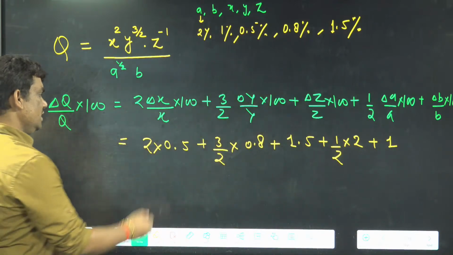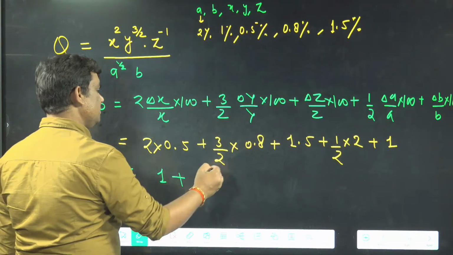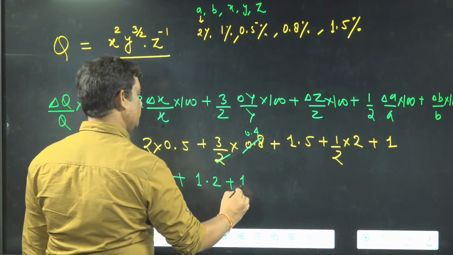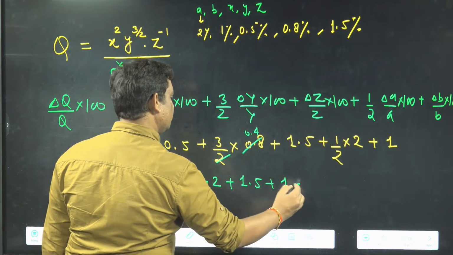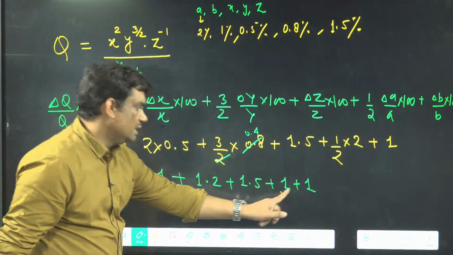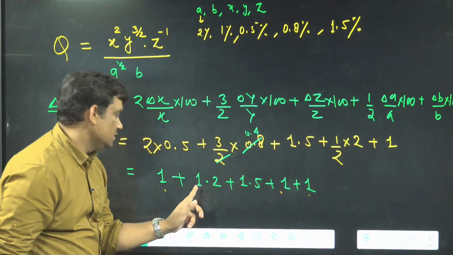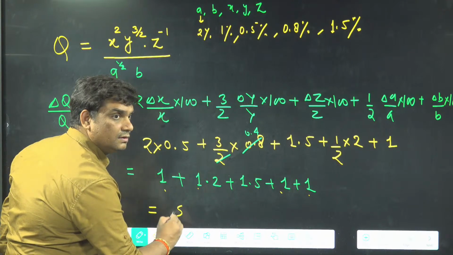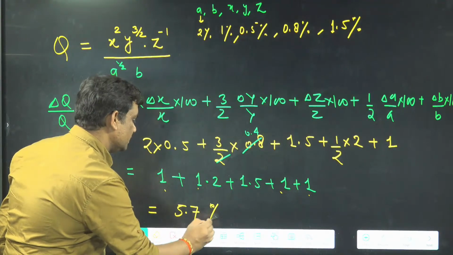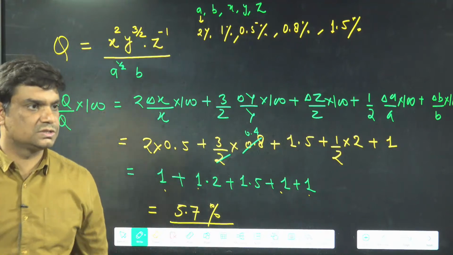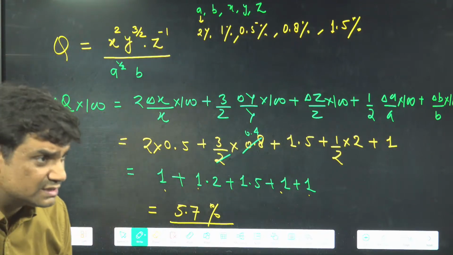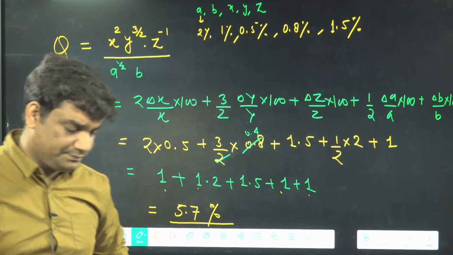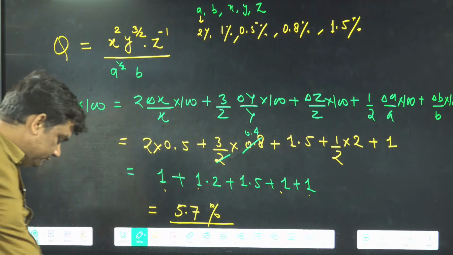Now we can say this is 1 plus 0.4 plus 1.2 plus 1.5 plus 1 plus 1. That gives 1, 1, 2, 3, 4, 5, so 5.7% is the answer. I hope I have not made any calculation mistake. Yes, over.